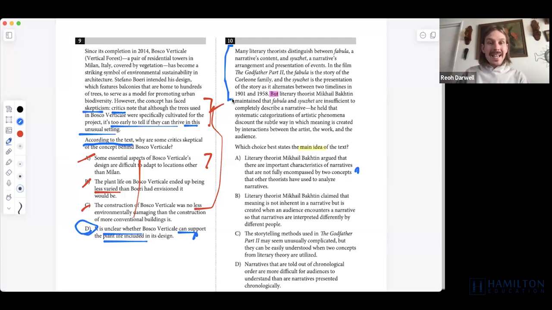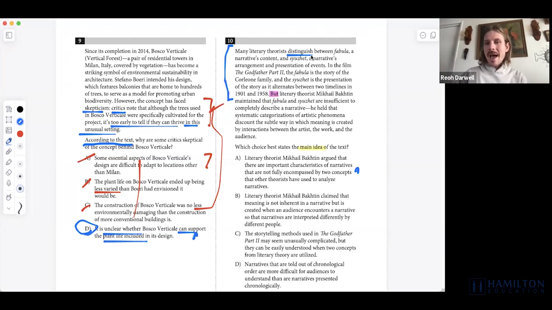The narrative, the way it's made, right? The way it's presented and arranged. All right. So when it says "distinguish" here, we're not talking about a distinguished gentleman, someone with a tie and a nice hat, right? We're talking about two things that are different from one another, making them distinct. But theorist Bakhtin maintained that the fabula and sujet are insufficient to completely describe a narrative.